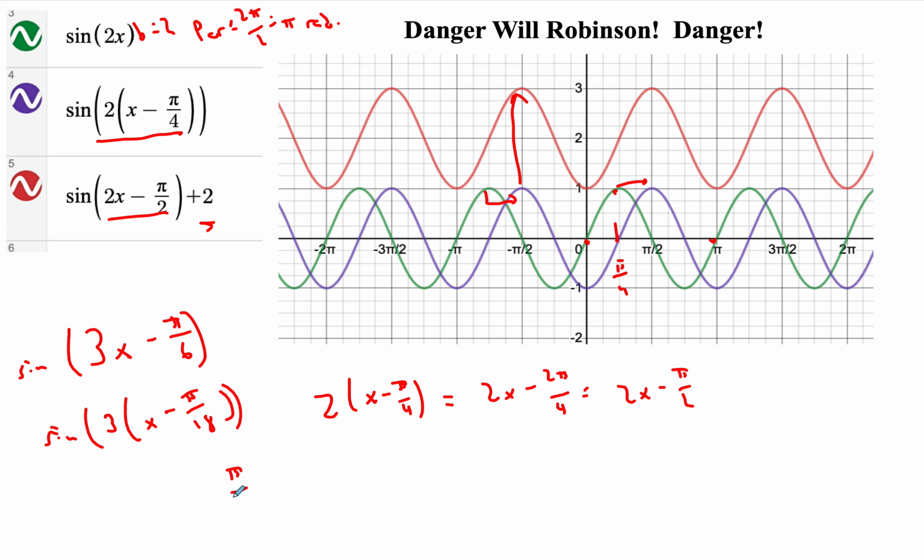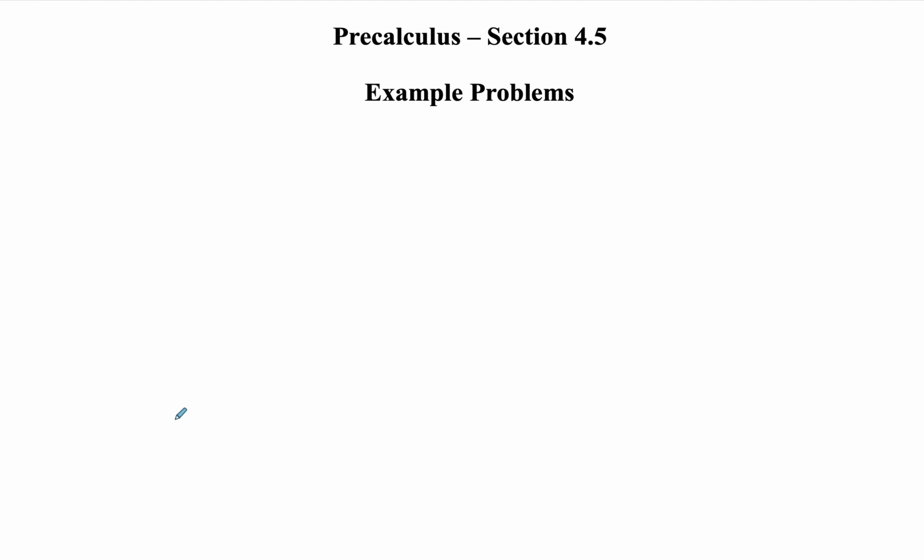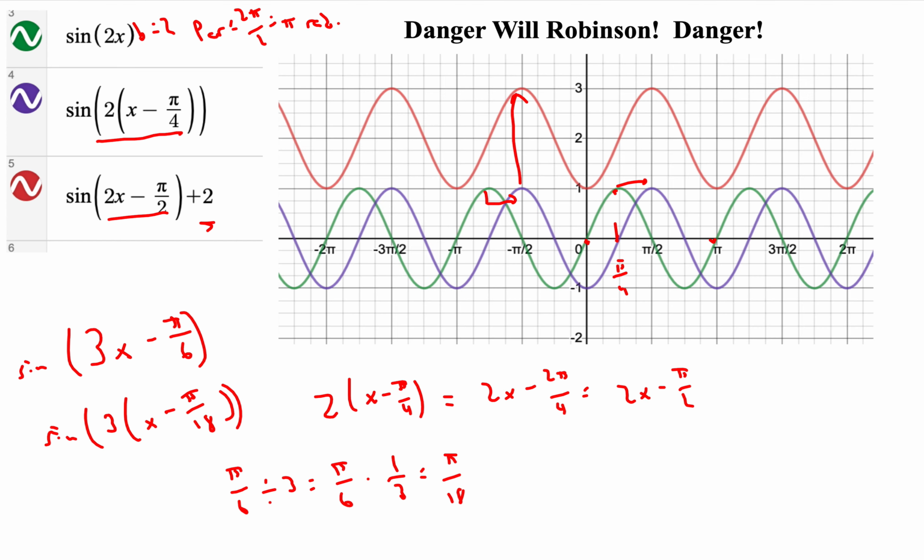So pi over 6 divided by 3 is, welcome back to fractions, pi over 6 times the reciprocal, aka pi over 18. So what this would tell you is, if it's written like this, because you have to factor it out, a pi over 18 shift. Okay? And that concludes the basic characteristics of sine and cosine graphs.